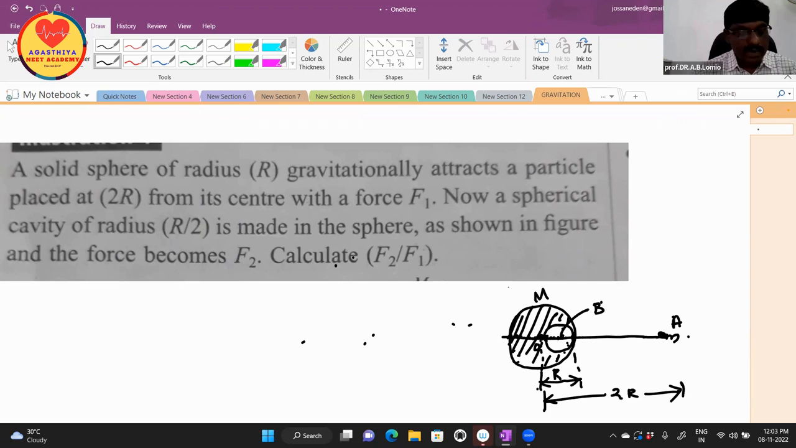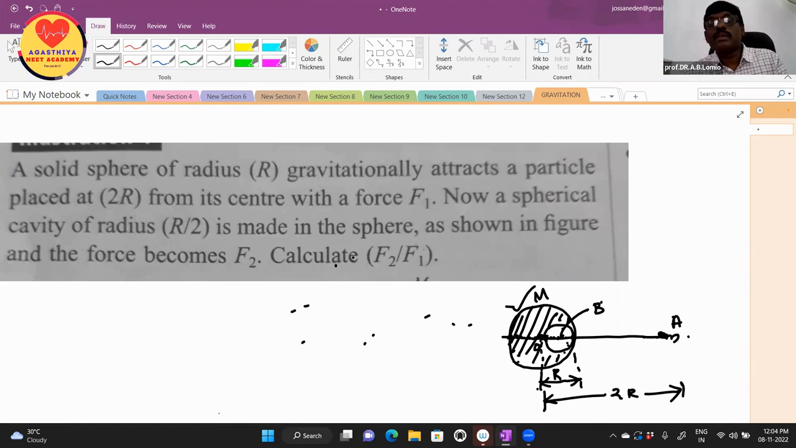This is the diagram given. Now see the problem. A solid sphere of radius r gravitationally attracts a particle placed at 2r from its center with the force F1. First, there is a solid sphere. That is the solid sphere.